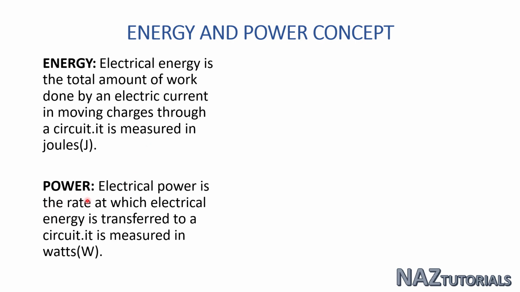Now if we see the definition of electrical power, it is basically the rate at which electrical energy is transferred to a circuit. It is measured in watt.